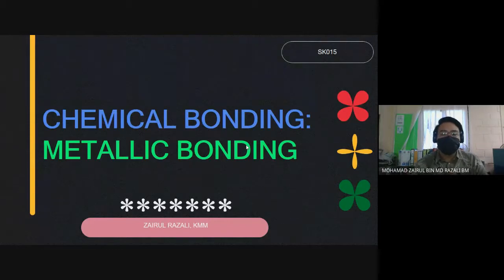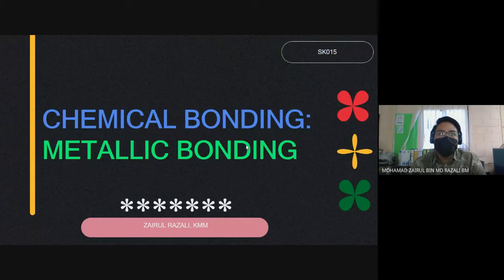Okay, so in this lecture kita akan belajar the last subtopic for chapter 4, which is metallic bonding. Metallic bonding is another type of bond lah. Previously, earlier in this topic, we already learned about the 3 different types of bonding: ionic bond, covalent bond and hydrogen bond. The last type of bonding that you're going to learn is metallic bonding.